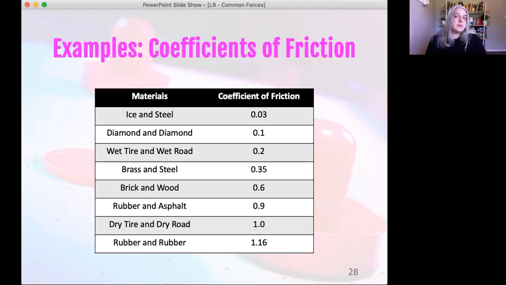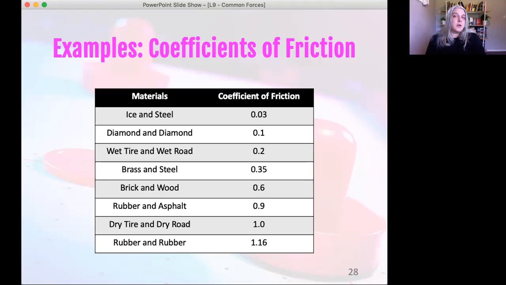Diamond on diamond. Diamond is a nice, hard, solid structure, but it's also very geometric in its shape, which we'll talk about, the structure of atoms and molecules at the level of making up matter, in the second half of the course. So it's also got a low coefficient of friction.